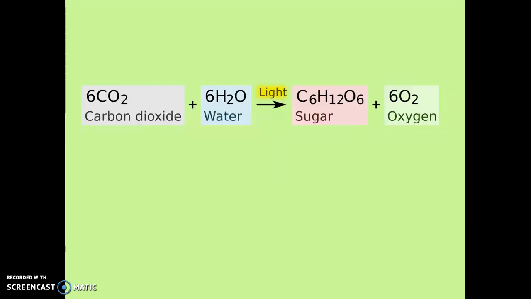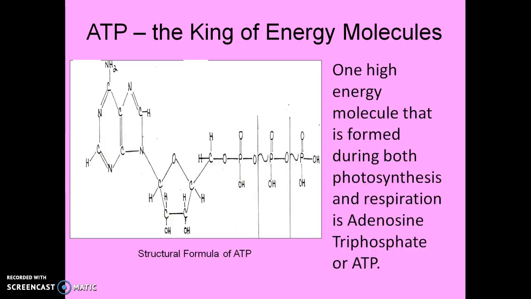All right. So this is showing you here we have photosynthesis. And before we get into these processes, we really need to talk about ATP, because we're going to be mentioning ATP quite often as we go throughout these processes. ATP is the king of energy molecules, all right? It is one high energy molecule that is formed during both photosynthesis and respiration. It stands for adenosine triphosphate, or ATP. Adenosine triphosphate, ATP.